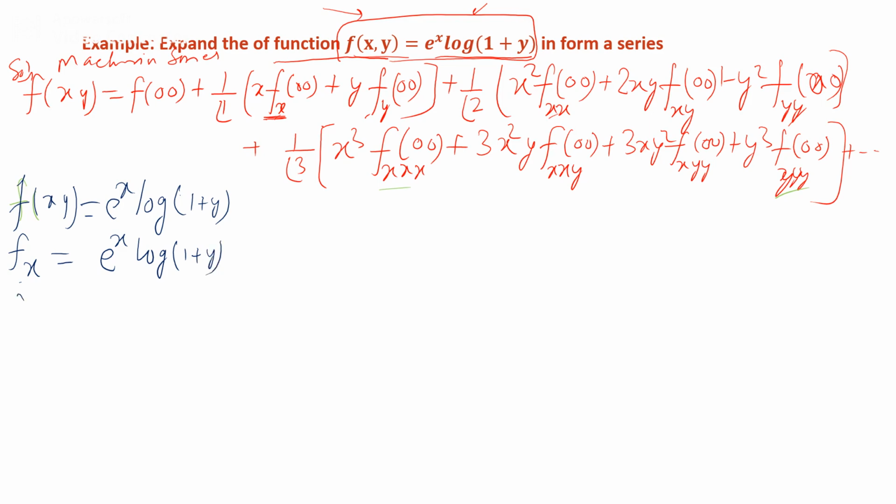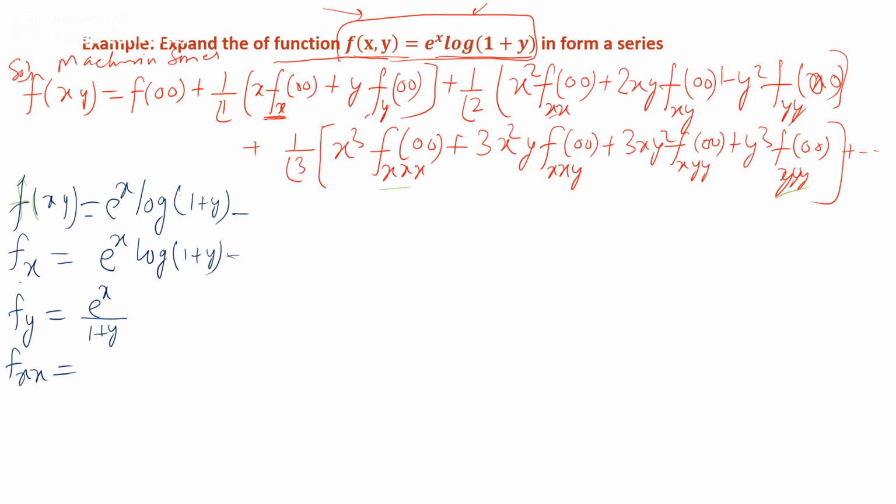Now what's the partial derivative with respect to y of that function? Now we're treating x as a constant, so we write e to the power x upon 1 plus y. Now the second partial derivative of the function f with respect to x: we take one more time that function's derivative with respect to x.